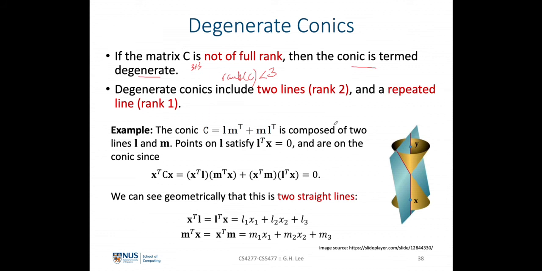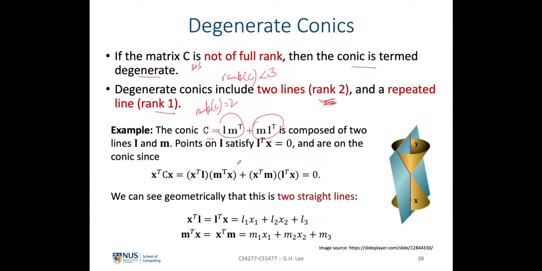And the degenerate conics include 2 lines of rank 2 and a repeated line of rank 1. We will look at these 2 cases as examples. In the first case, the conic consists of 2 lines, and we'll see that it forms a rank 2 conic. This conic can be formed by 2 lines, which I denote as L and M over here, taking L multiplied by M transpose plus the transpose of this product, and we'll get a rank 2 conic.